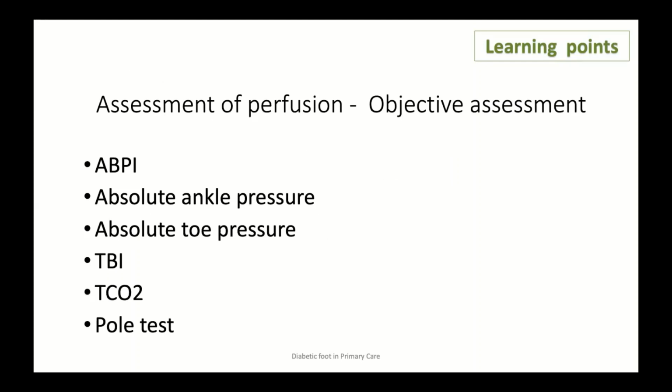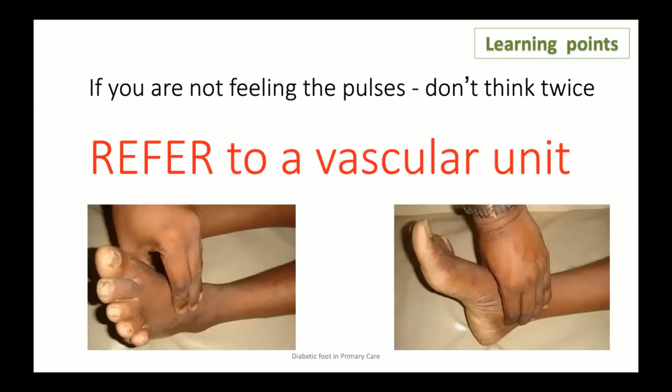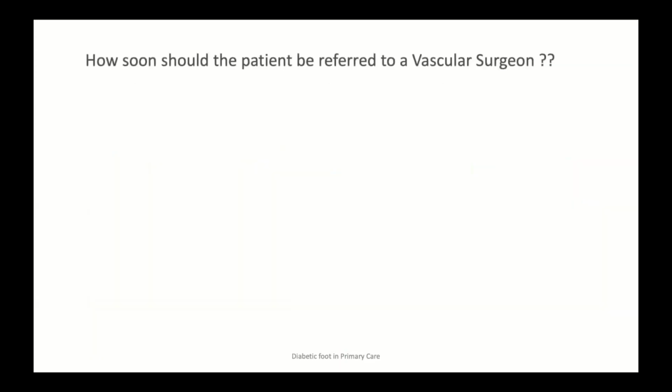We don't have TcPO2 in Sri Lanka, but there are other tests that can be done, and guidelines will tell us what these cutoff values are to diagnose critical limb ischemia objectively. But coming back to what our real situation is in our practice, we would like to have assessment of the history and examination and judge purely on that. And it's a clinical diagnosis. If you are not feeling the pulse, there's ulceration, the wound doesn't look good, don't think twice, refer to a vascular unit and let them assess and find out.